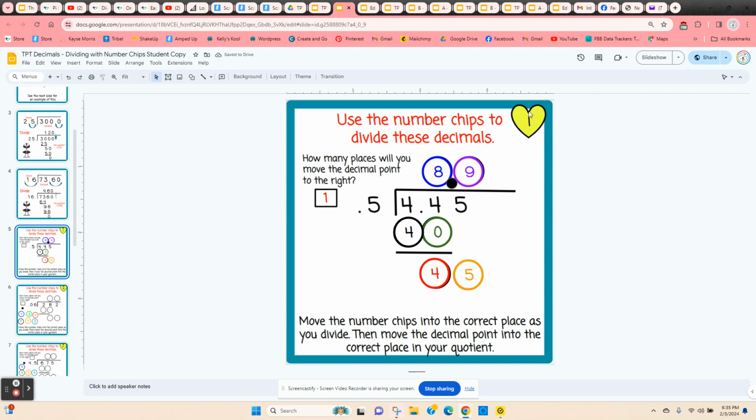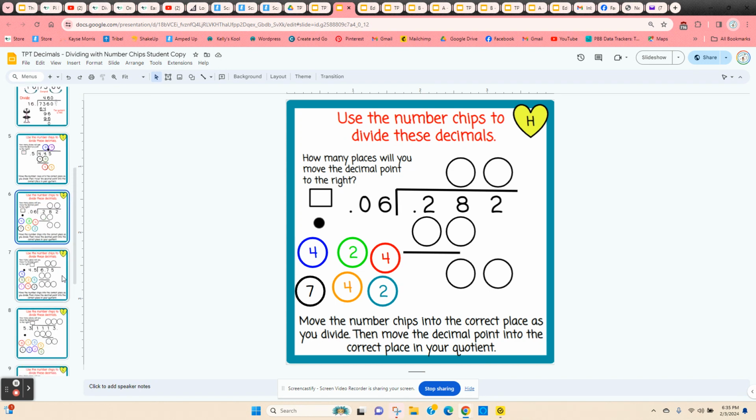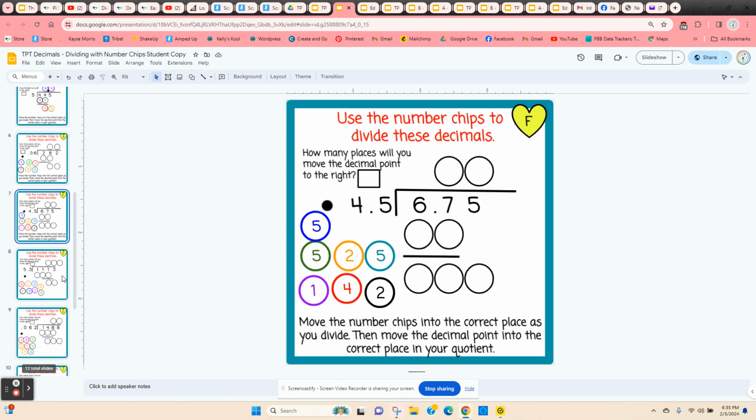You'll notice every slide also has a yellow heart with a letter in it. They're going to use that on the final slide to solve a riddle, and they're going to match their quotient with that letter. So it's got several to practice. Here they're going to be moving the decimal point 2 places to the right. As these get more difficult, they might have to do some guess and check.